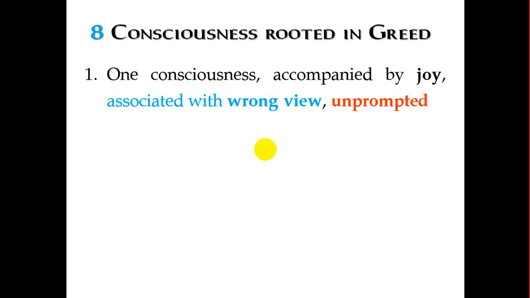Sorry, PT, right? PT. When we talk about the last four cittas rooted in greed, with equanimity, PT will be excluded. So here, one consciousness accompanied by joy associated with the wrong view. Here, very important: associated with the wrong view. We are talking about wrong view. The wrong view is among the three mental factors in the greed group: greed, wrong view, and conceit, right?